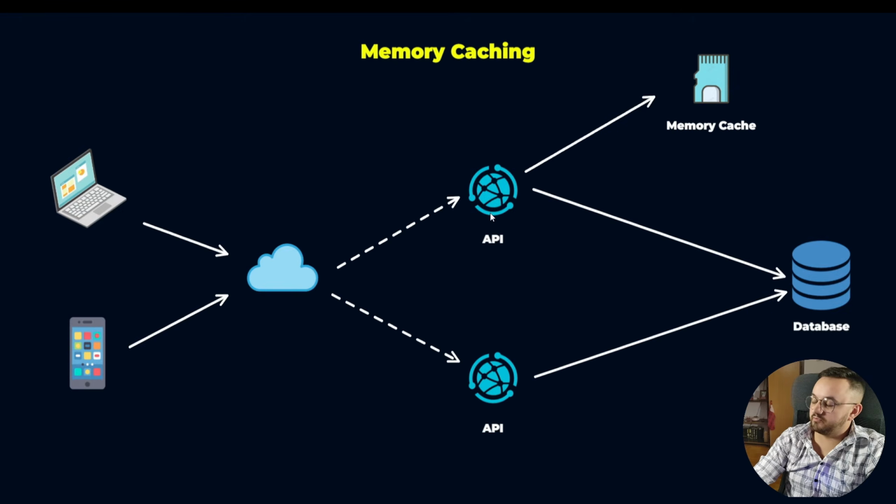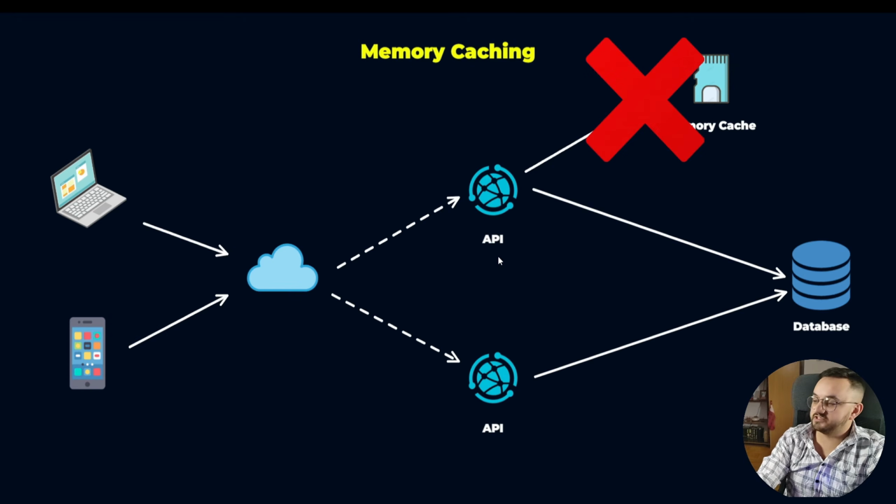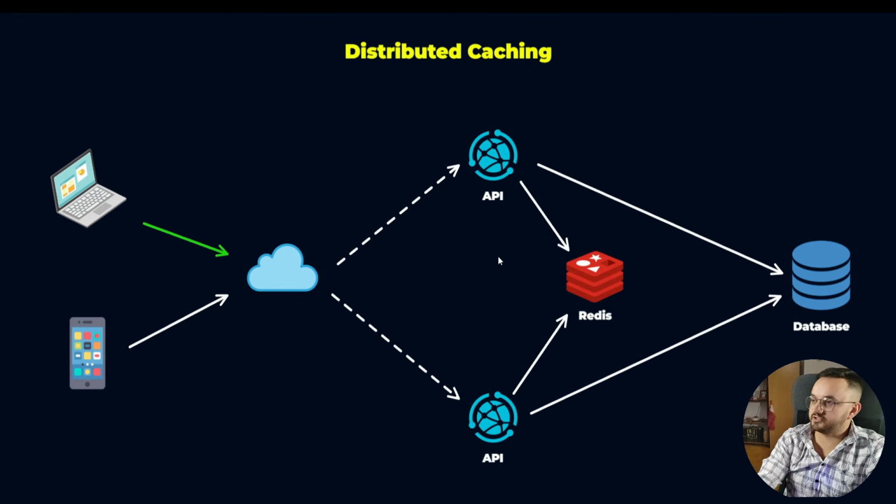So if you have multi-instance services, for example, 2 or more instances of your API, when a client calls the API, if that call goes to, for example, instance number 2, and instance number 1 has a memory cache with some data, the client will not get that data, because those two separate machines have separate memory caches. So in this case, memory cache will not work. But there is a solution for that, and it's called distributed caching.